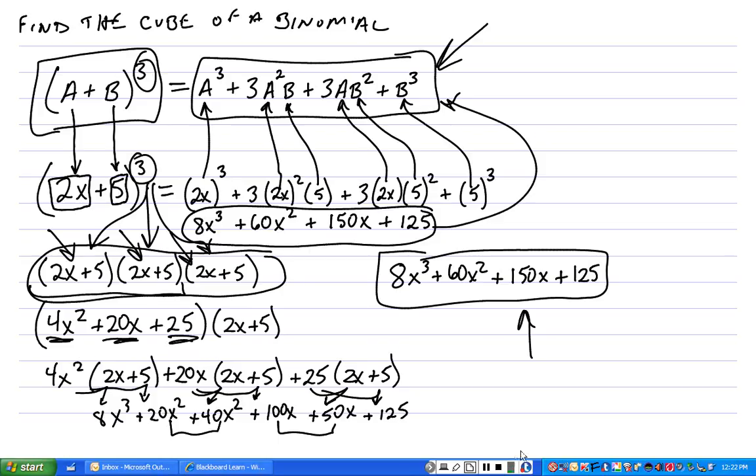Let's try subtraction now. We just did addition, so now if we're given subtraction, in this case a minus b cubed is going to equal a cubed minus 3 times a squared b plus 3 times a b squared minus b cubed.